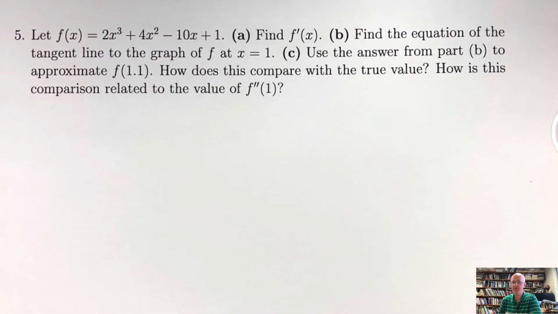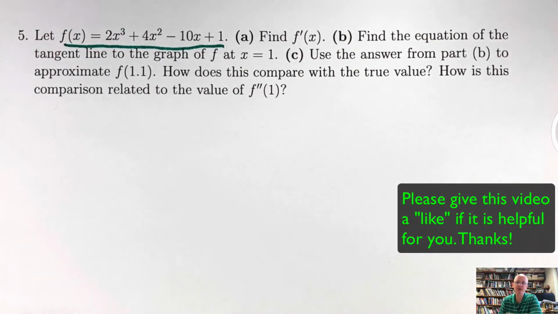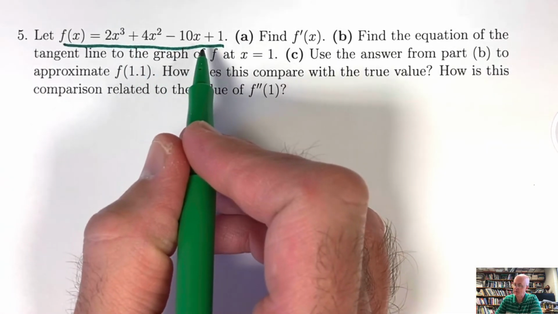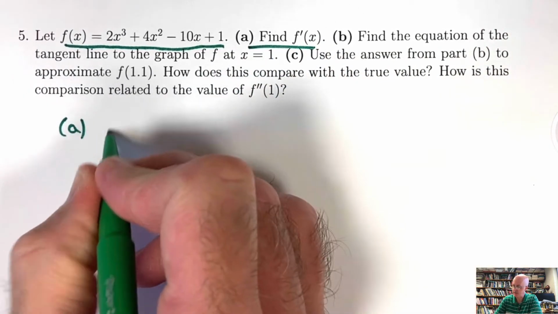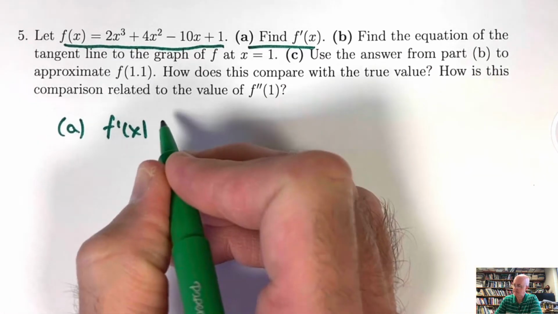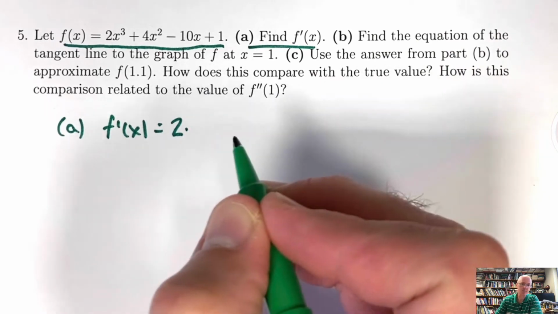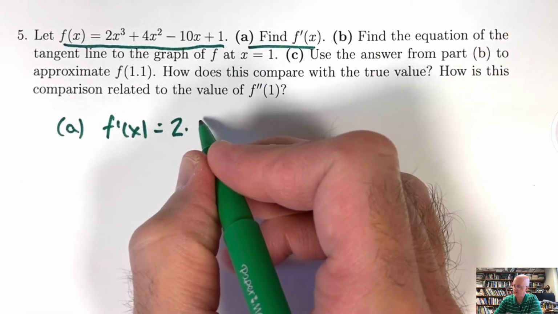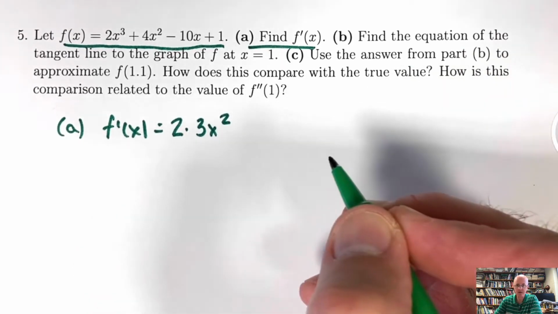The function in number 5 is a polynomial, which is a linear combination of power functions where the power is 0 or greater, not negative exponents, not fractional exponents. That's a polynomial function. Part A says find f prime of x. Okay, so we use linearity. Let's be careful. The coefficient here is 2, so I just carry that along. Then apply the power rule to x to the third power. Its derivative is 3 times x to the 3 minus 1 power, 3 times x squared.